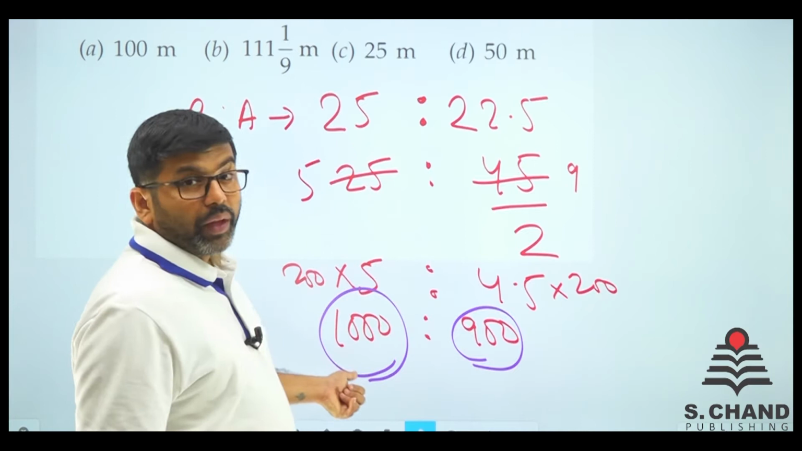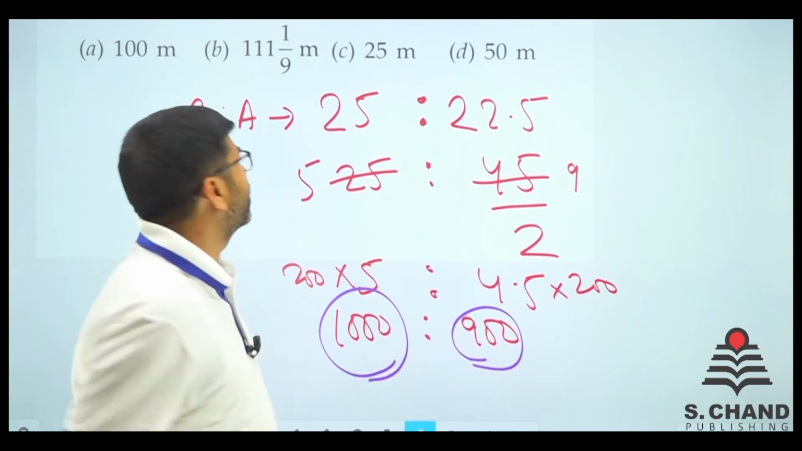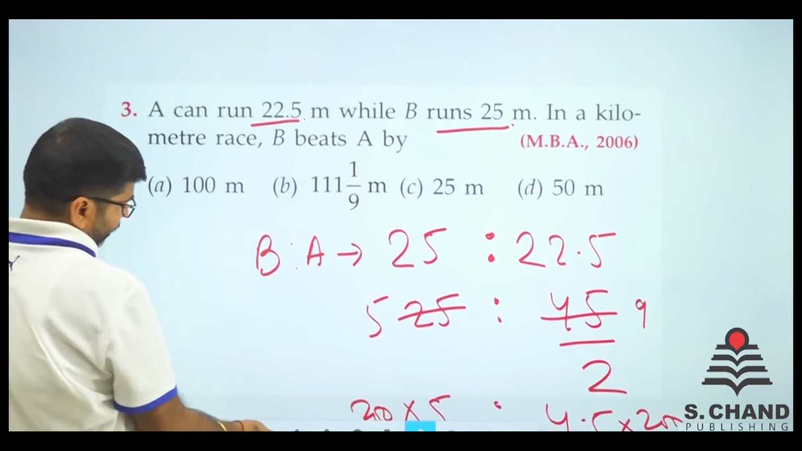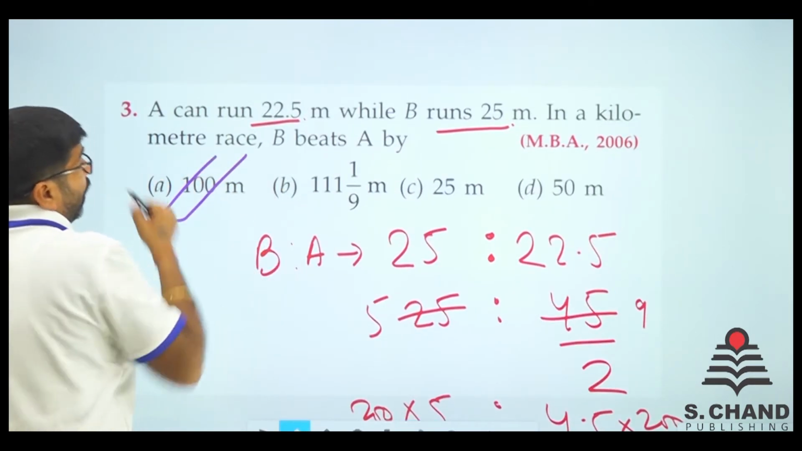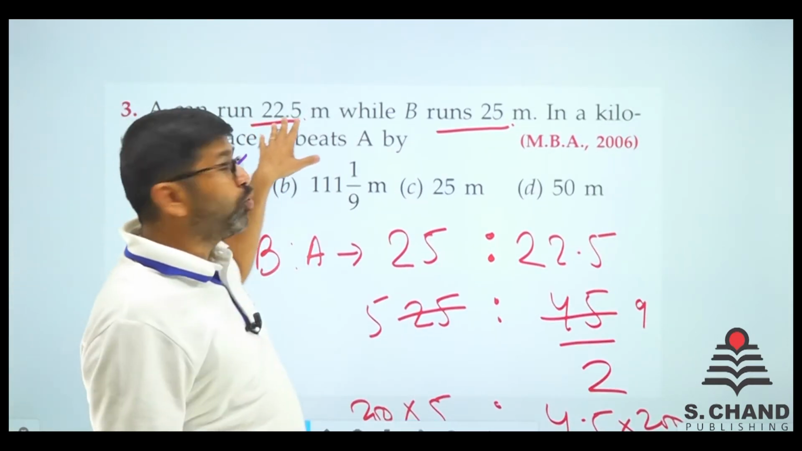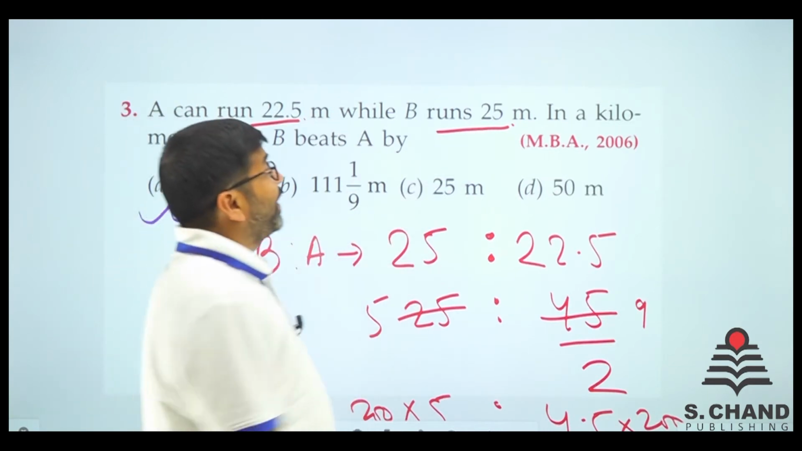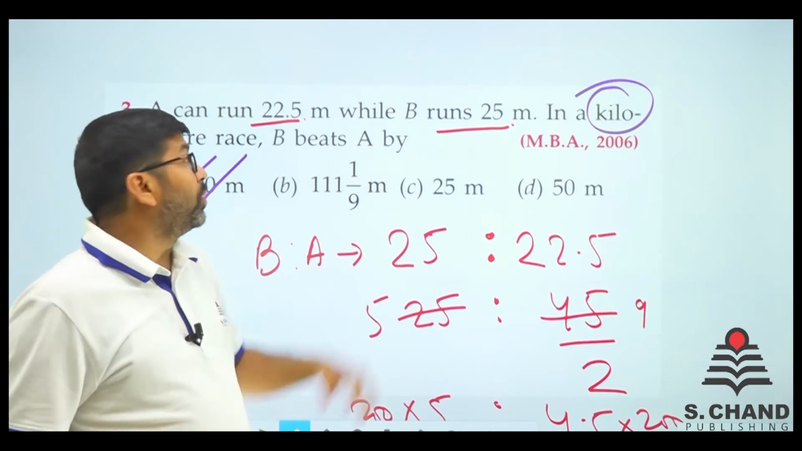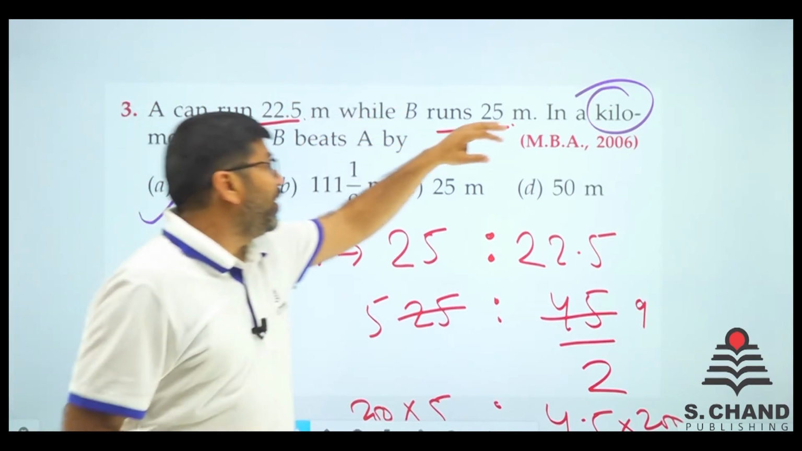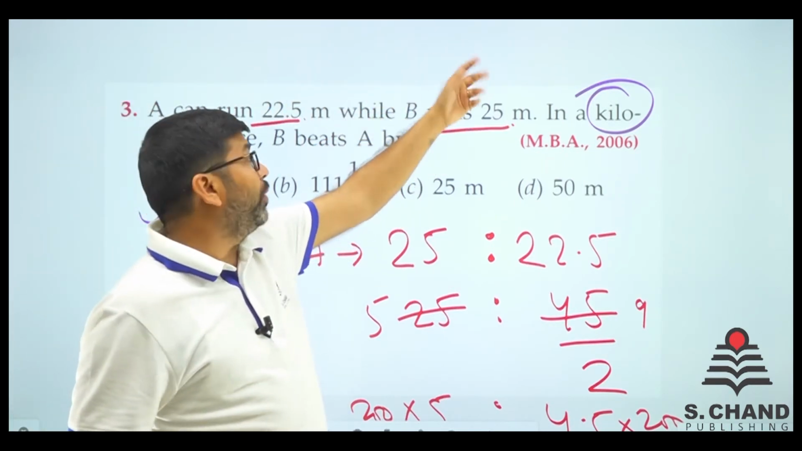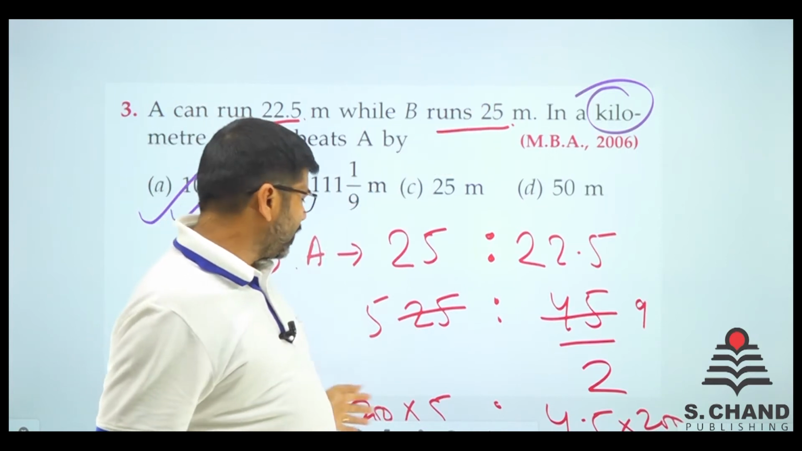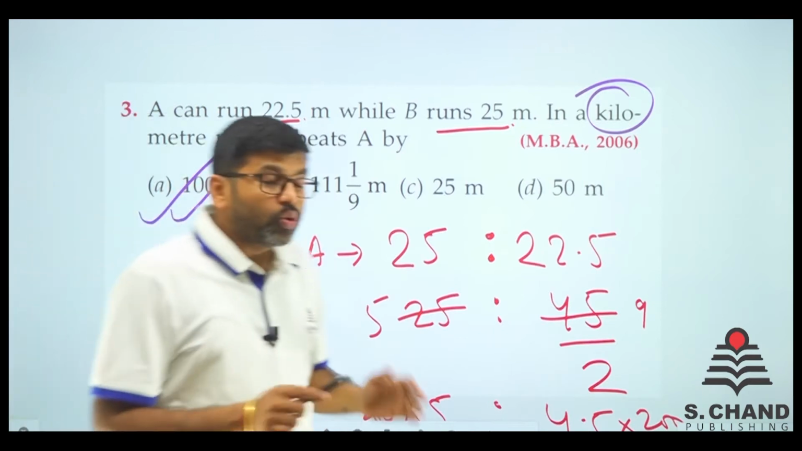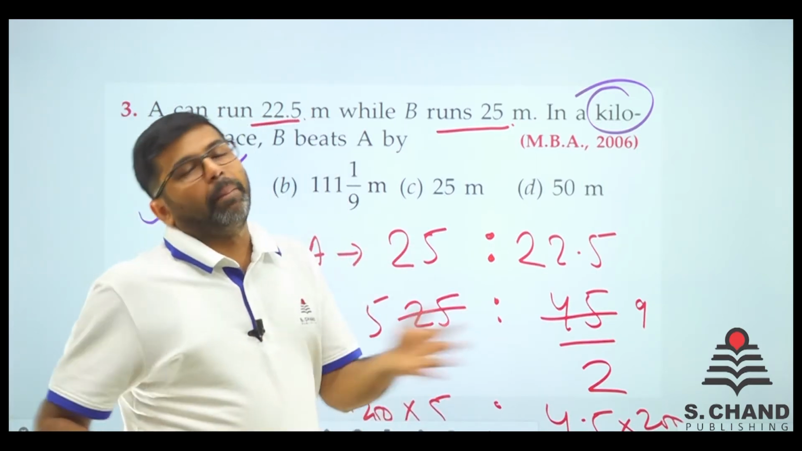So B beats A by 100 meter. Is there any option? Yes, it is. Oh, sorry, 100 meter. Why so? Because he goes 22.5, he goes 25. If it is a kilometer race, we should convert this into a kilometer. So 25 multiplied by 200, we got 100 meter. The difference is 100 meter. So B beats A by 100 meter.